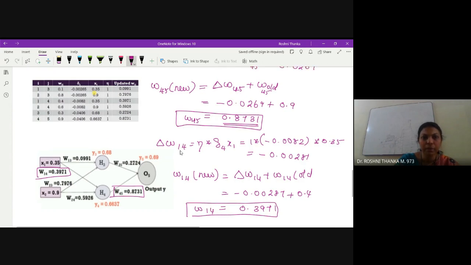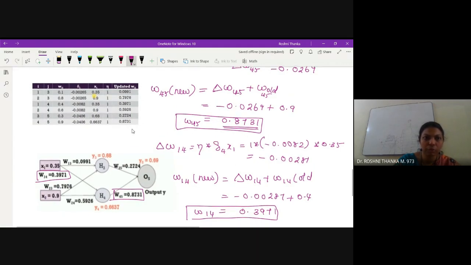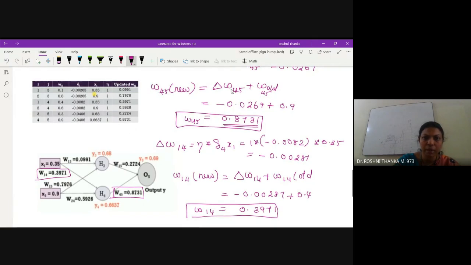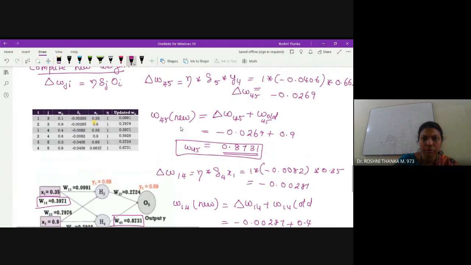So one step we have done. We know what the i value and j value are, and the old weight is already available. If you see for 4,5, what is the already available old weight? 0.9. So that is here. And then this is the error value which we found. You can see the error value for 4,5, we took this value 0.046, that is here. And what is the input for that?